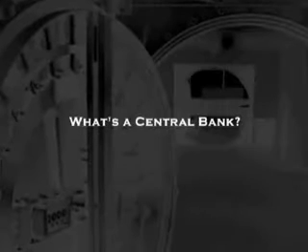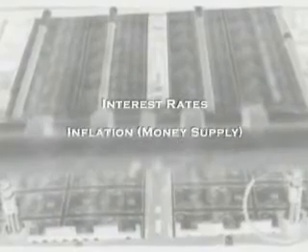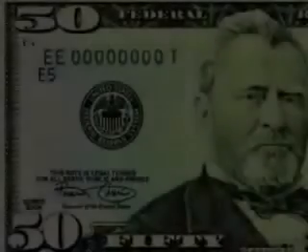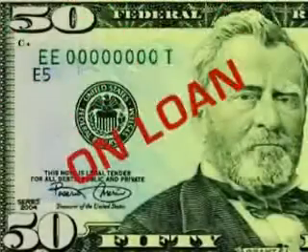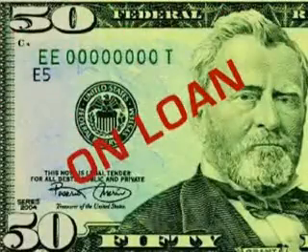So what is a central bank? A central bank is an institution that produces the currency of an entire nation. Based on historical precedent, two specific powers are inherent in central banking practice: the control of interest rates and the control of the money supply, or inflation. The central bank does not simply supply a government's economy with money, it loans it to them at interest.